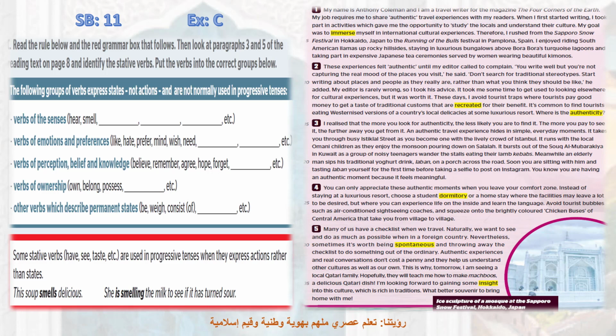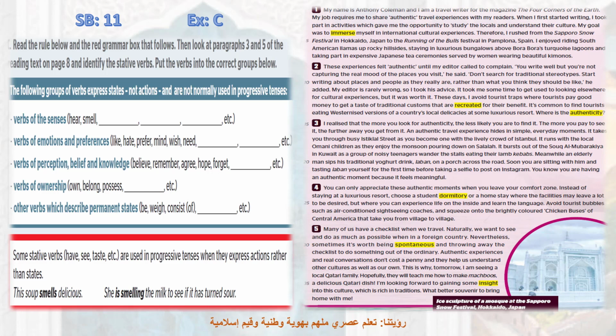Let's read the red grammar box. Some stative verbs, like have, see, taste, etc., are used in progressive tenses when they express actions rather than states. For example, this soup smells delicious. She's smelling the milk to see if it has turned sour. The first one, smells delicious, is a state, but the second one, is smelling, is an action verb.